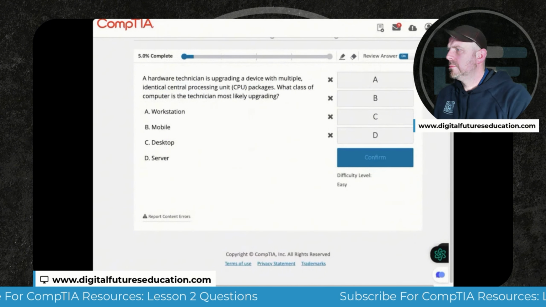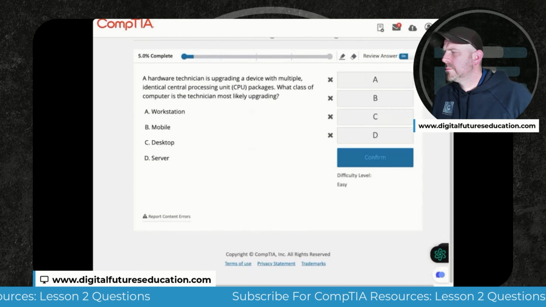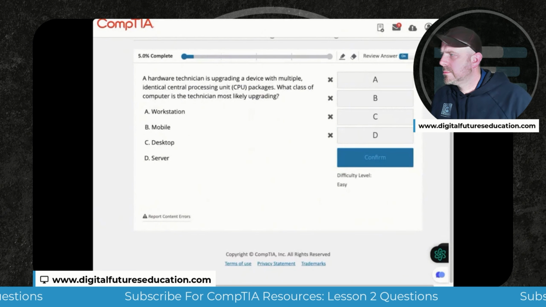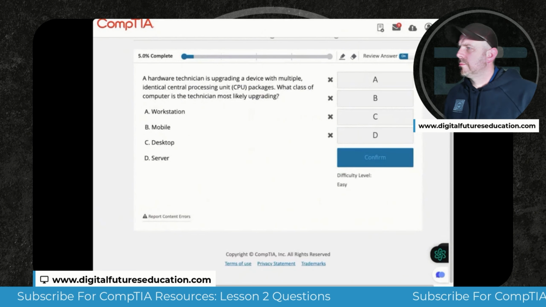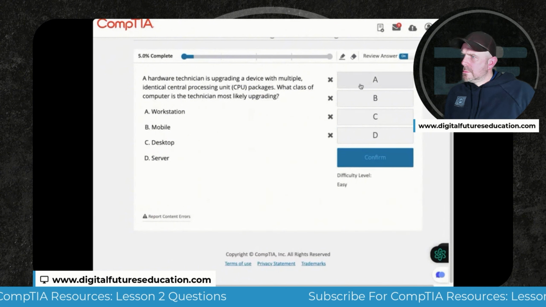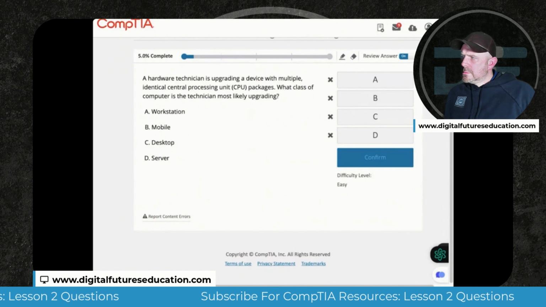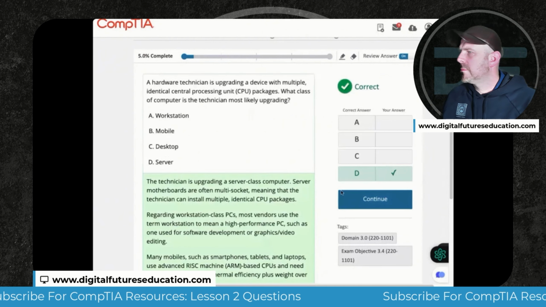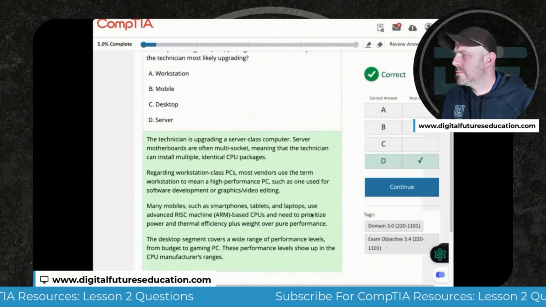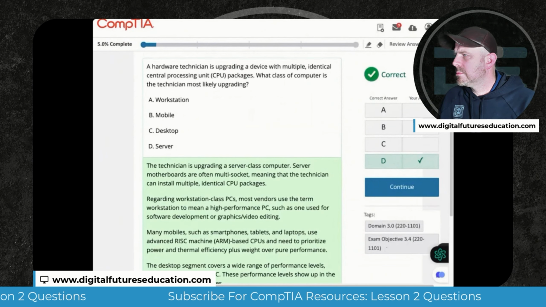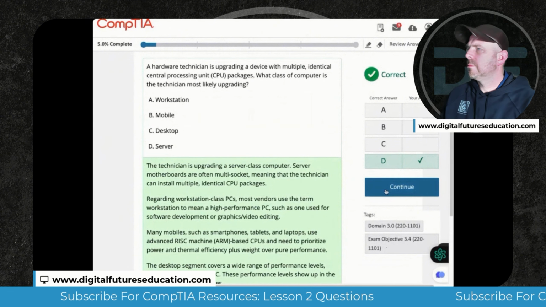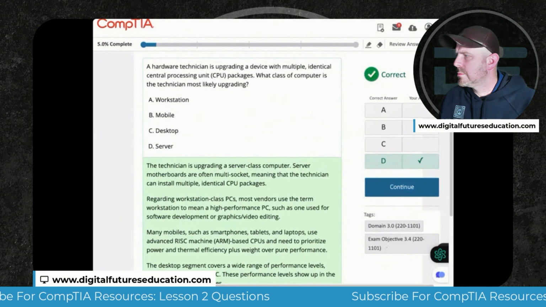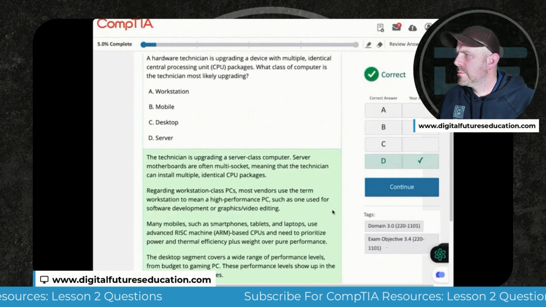What class of computer is the technician most likely upgrading? Multiple identical CPU packages. So we think, is it up? They don't say all that apply. Oh, that's probably the last question, sorry. So everyone's thinking D, so we'll go D. Very good, got that right. So that is a technician upgrading a server class computer. Multi-socket, meaning the technician can install multiple identical CPUs. Very good. We talk about desktop.